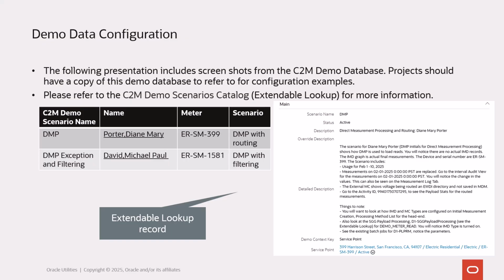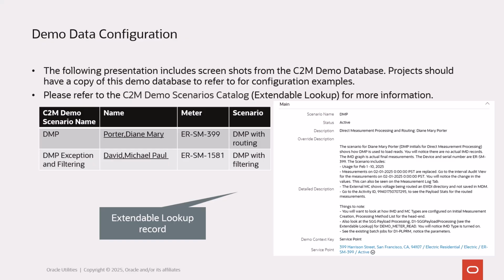Now, if you want information about the scenarios, we have two scenarios. One is Diane Mary Porter, which is meter ER SM399. It includes DMP, measurement replacement, a rich scenario. We also have Michael Paul David, which is ER SM1581, which includes DMP exceptions and filtering.